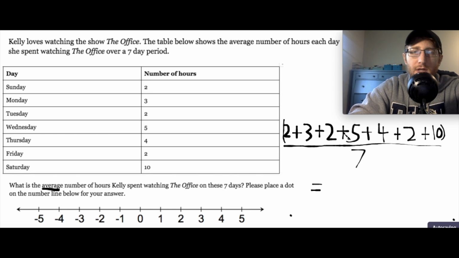So again, here's the first step. I just wrote this out here. 2 plus 3 plus 2 plus 5 plus 4 plus 2 plus 10 divided by 7.